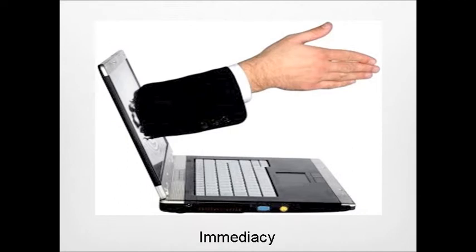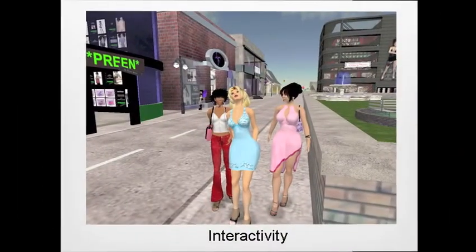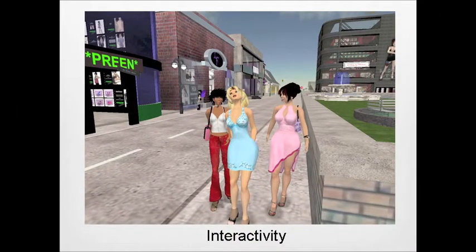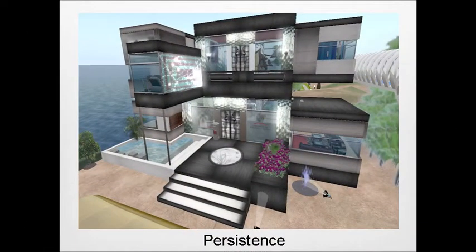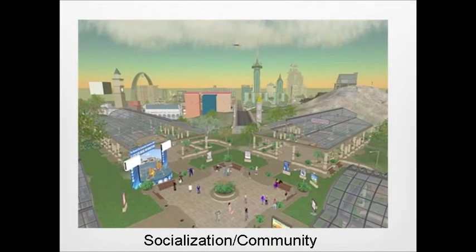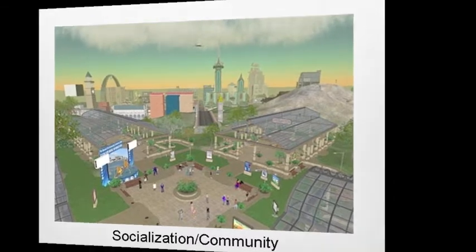Next feature we look at is immediacy. Interaction takes place in real time. Interactivity. The world allows users to alter, develop, build, or submit customized content. Persistence. The world's existence continues regardless of whether individual users are logged in. Socialization and community. The world allows and encourages the formation of in-world social groups.